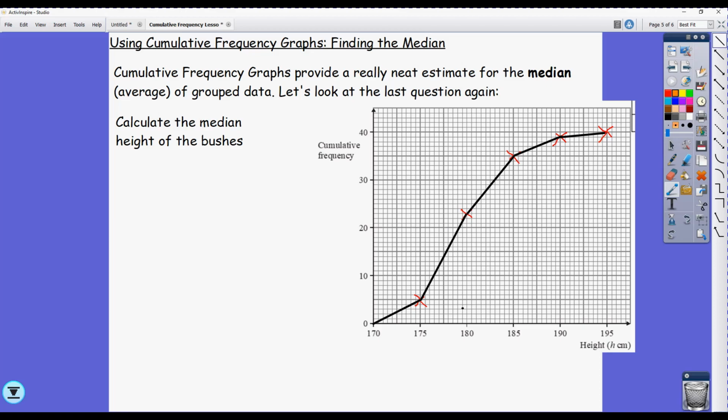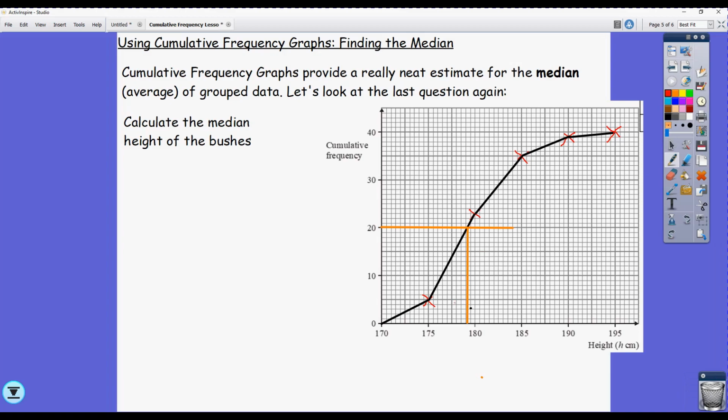I'm going to use a different color just to indicate that. So we score across as neatly as I can. And then where that line that I've scored across meets the cumulative frequency graph, I'm going to score down like that. And then I simply need to read off the height on the x-axis, and that is the estimate for the median. So I can see here that my scale is such that 2 squares is 1 centimeter.